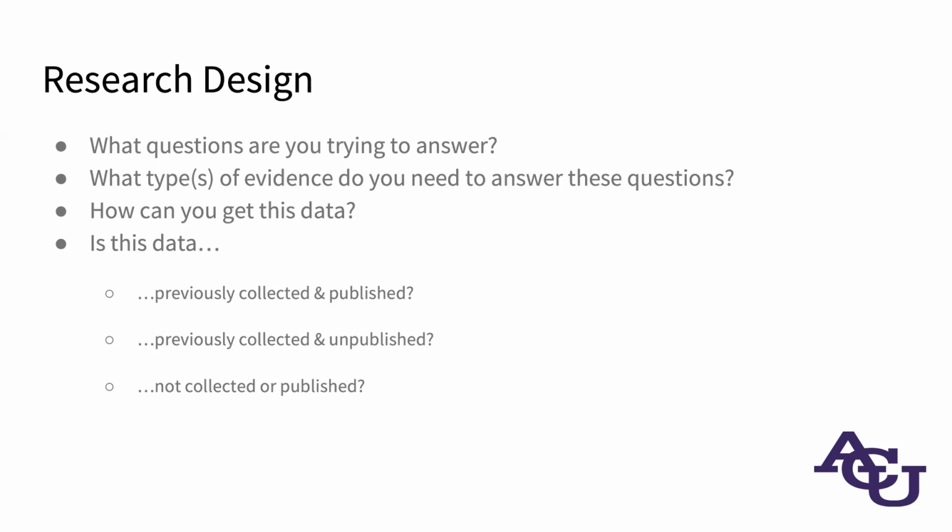Now, as a whole, the research design that you select is going to be a function of what questions you're trying to answer, of what type or types of evidence you need to answer these questions. How can you get the data? Can you get the data? And is this something that is previously collected and published, previously collected but not published, or not collected or published?